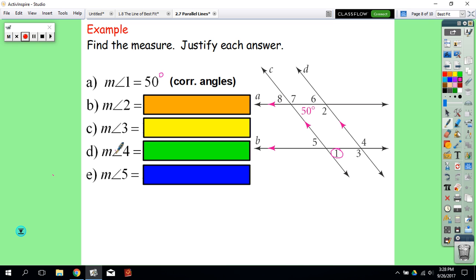All right, measure of angle 2. Okay, measure of angle 2 is an alternate interior angle with this angle right here. And we know that same side interior angles add up to 180. So the measure of angle 2 has to be 130 degrees because it's same side interior with the 50-degree angle.